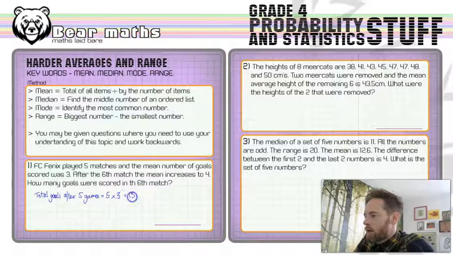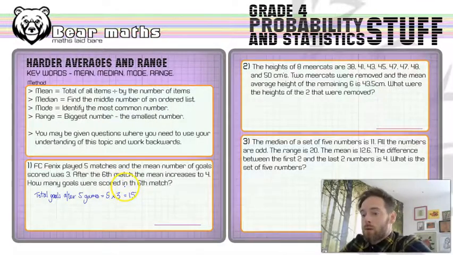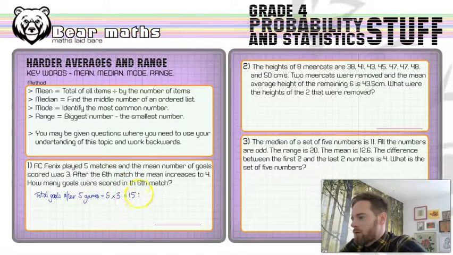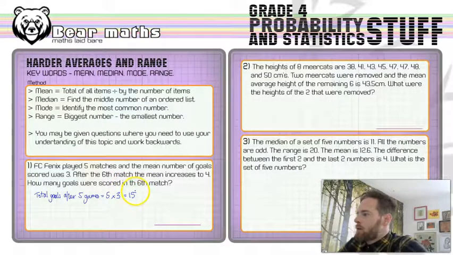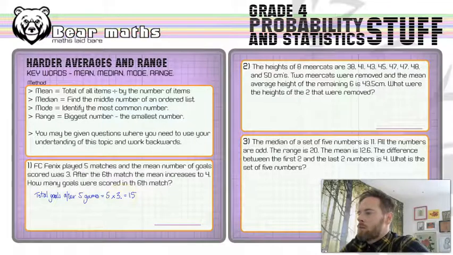Hopefully that makes sense. That's relatively simple, I think, to understand. We don't know how many goals were scored in each individual game. We don't need to. What we know is the total number of goals after 5 games. After the 6th match, we know the mean increases to 4. So this is where we're going to have to use a little bit of forming and solving equations understanding. If you're not sure how to do that, again, I've made a video for you. So please go and have a watch of forming and solving equations, or at least solving equations.